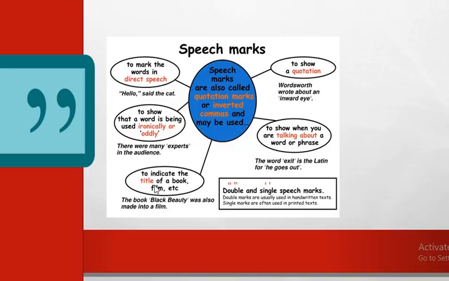For example: "When I say 'immediately', I mean sometime before August," said the manager. From "when" to "August", the total speech is within double quotation marks, and within these, the word immediately is within single quotation marks. That is, if we use single quotation marks, we use double for a quote within a quote, and vice versa.